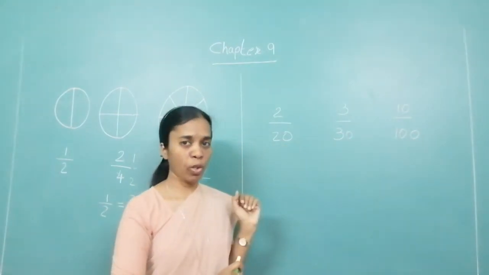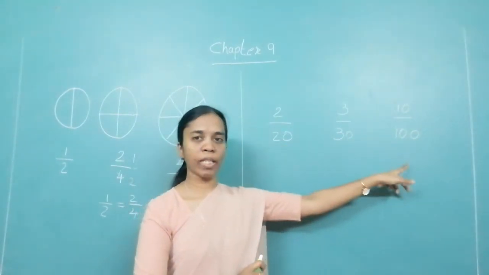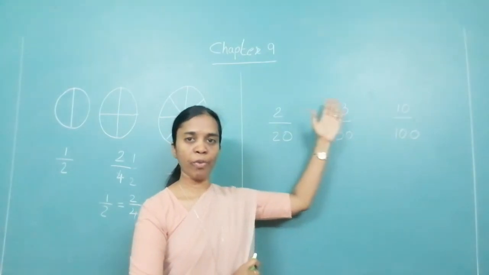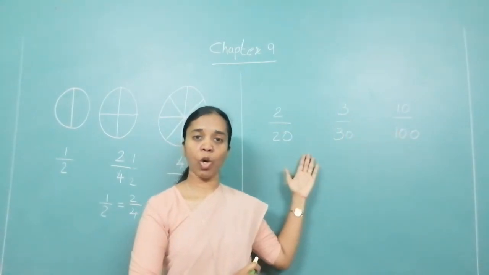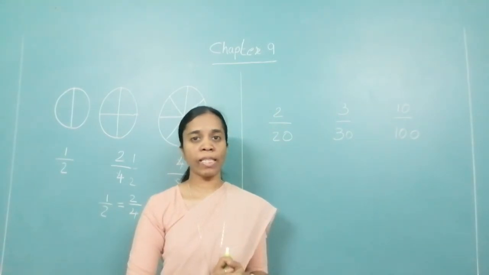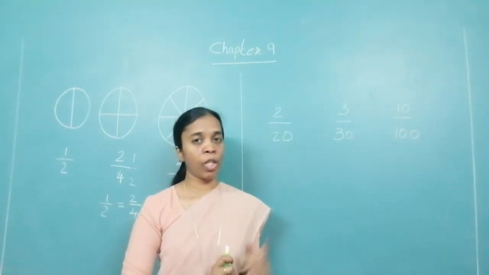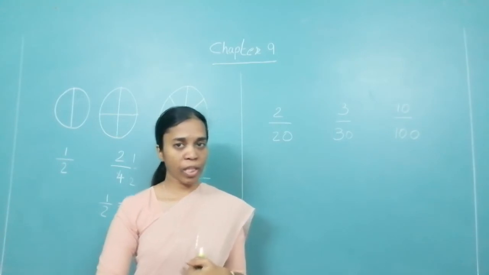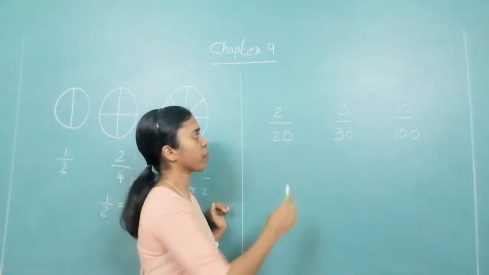What happened to the cost? Cost also is increasing. As the number of notebooks is increasing, the cost also is increasing. Therefore, this is a direct proportion. Look at the ratio. Is the ratio constant?